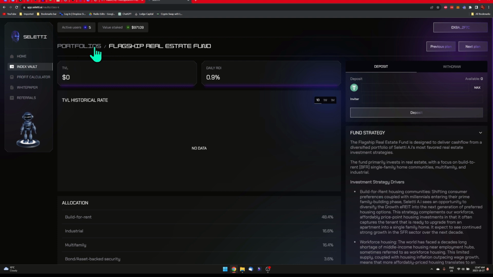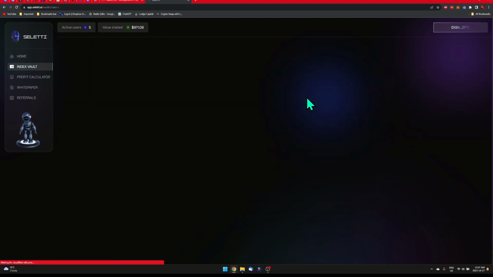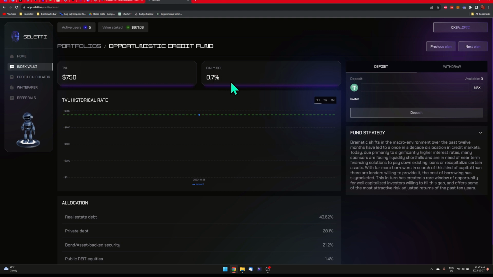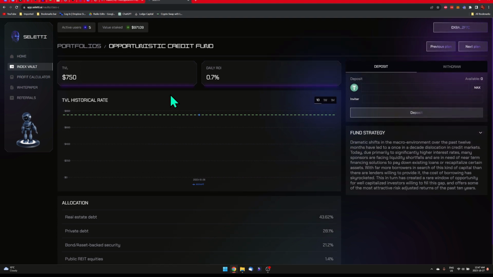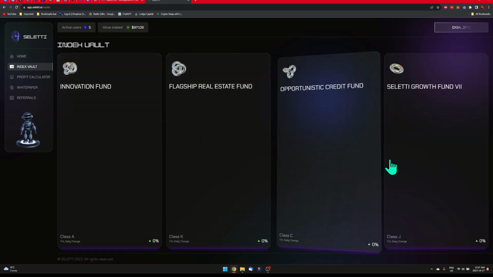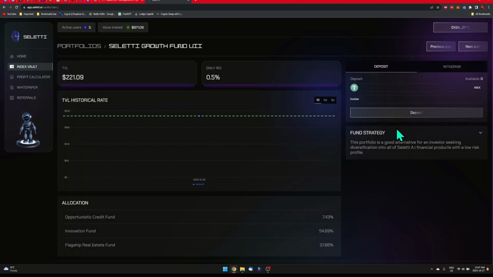So that's super cool. Now going back to the portfolios, there's the opportunistic credit fund. This one offers you 0.7% on a daily basis. And this one, as you guys can see, there's $750 that's staked into this one. So that's super cool to see people have deposited over here. And the last one is the Seletti Growth Fund. There's $221 staked in here. And this one is offering 0.5% on a daily basis, right?